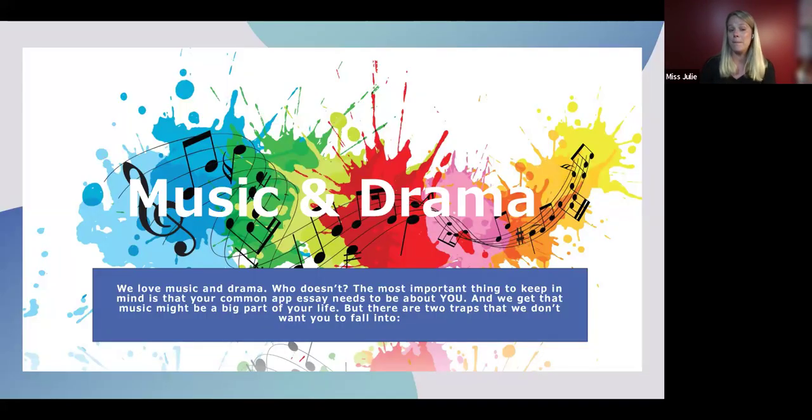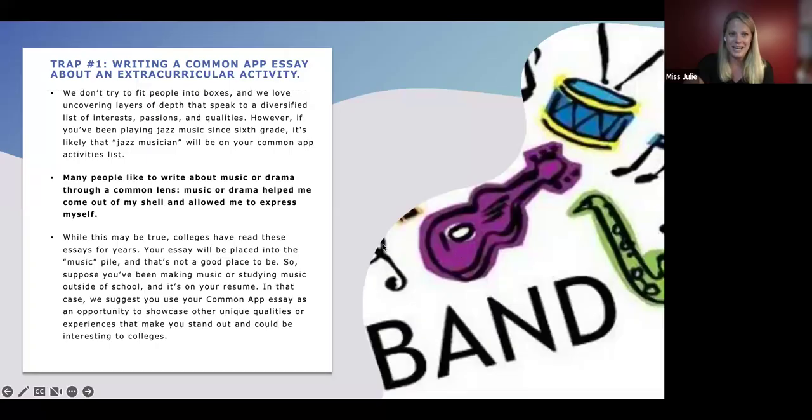And we get that music might be a big part of your life, but there are two common traps that we don't want you to fall into when it comes to music and drama. Trap number one: writing a Common App essay about an extracurricular activity. Remember, I just talked about that activity list that they will look at. We don't want to try to fit people into boxes, and we love uncovering layers of depth that speak to a diverse list of interests, passions, and qualities. However, if you've been playing jazz music since the 6th grade, it's likely the jazz musician will already be on your Common App activity list.